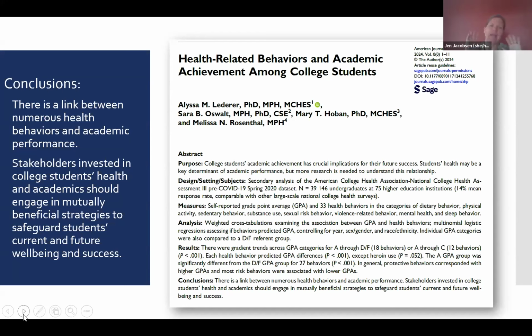You would really need to have, in any case, just the idea that there's a link between numerous health behaviors and academic performance. Stakeholders invested in college students' health and academics should engage in mutually beneficial strategies to safeguard students' current and future well-being success. So if you have someone over in academic affairs who is research-minded and you need to open up this conversation around substance use and the way it correlates with grades, and we can debate how much grades accurately reflect academic engagement, but it's the best proxy we have. And again, correlation is not causation, but this could be a really great place to start.